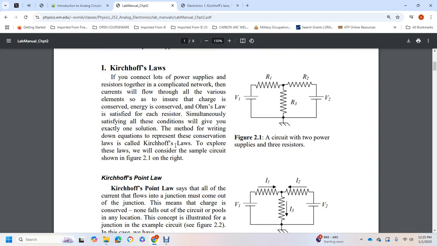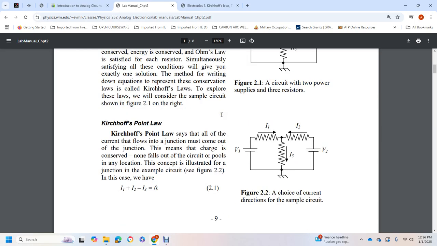Kirchhoff's laws: if you connect a power supply with resistors in a consolidated network, the current flows through all the various elements, ensuring that charge is conserved and energy is conserved, and Ohm's law is satisfied at each resistor. Simultaneously satisfying all of these conditions will give you exactly one solution. The method of writing down the solution represents the conservation laws of Kirchhoff's laws. We will consider the sample circuit shown in figure 2.1, a circuit with 2 power supplies and 3 resistors.